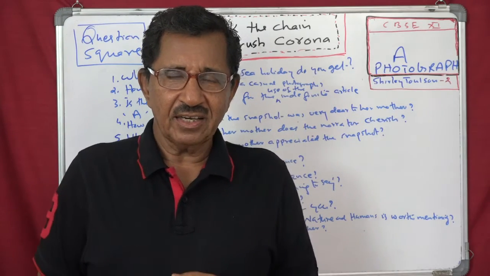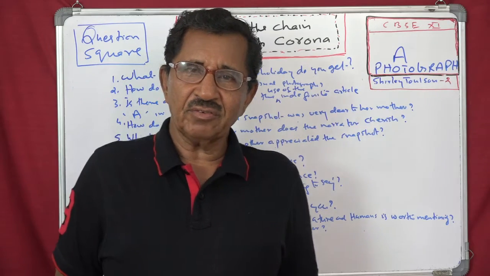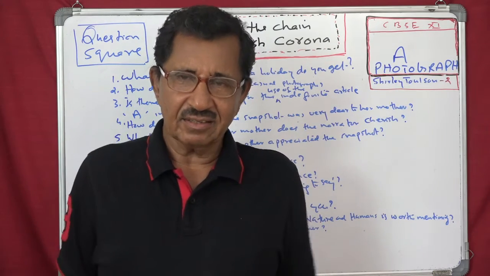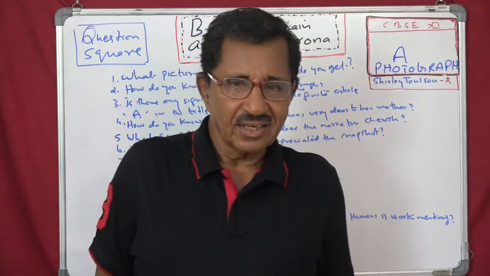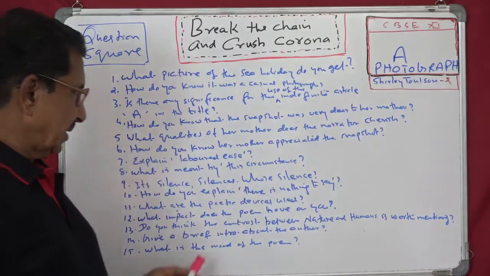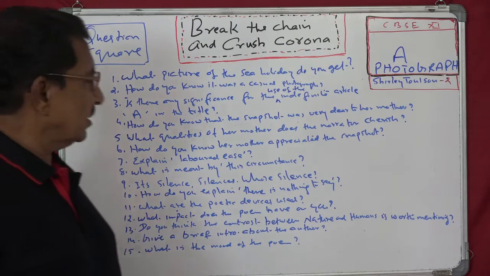Out, brief candle. Life's a tale told by an idiot, full of sound and fury, signifying nothing. So that's what can be done. Nothing can be done. So that is the meaning: helplessness. There is nothing to say? Yeah, helpless. What are the poetic devices used here?